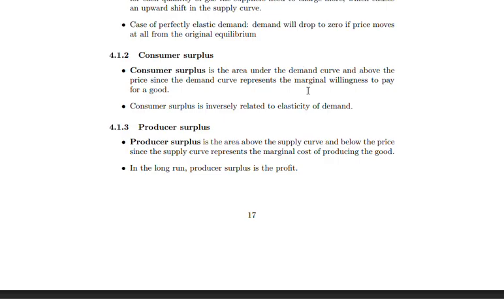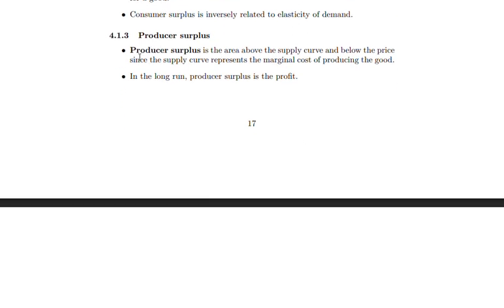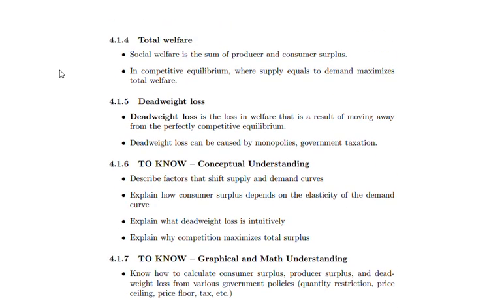Producer surplus is the area above the supply curve and below the price, since the supply curve represents the marginal cost of producing a good. Remember, in the short run, the supply curve equals the marginal cost curve. In the long run, producer surplus is profit. So we have consumer surplus, we have producer surplus, and the sum is total welfare.